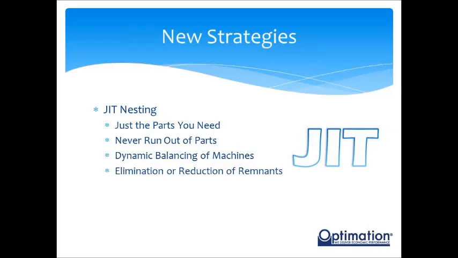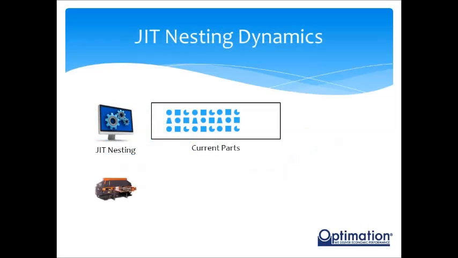Elimination and reduction of remnants occurs simply because we're not driving things to the point where we're doing partial sheets. We're going to be able to manage unplanned events, in fact, respond to any unplanned event within one machine cycle. Okay, so let's take a look at how dynamic nesting works. In this case, I'm only showing one machine. Later examples will show you multiple machines.